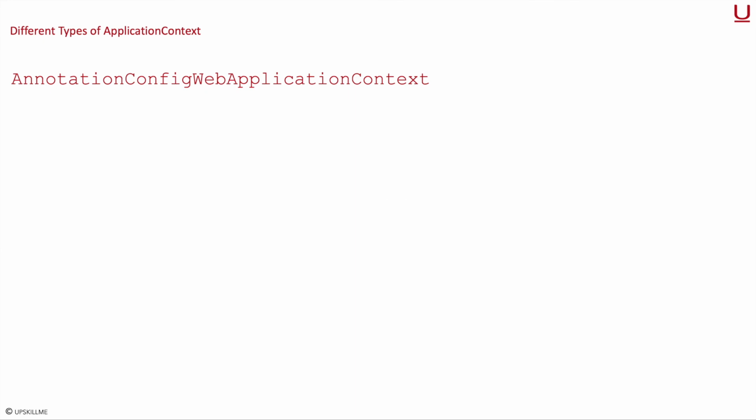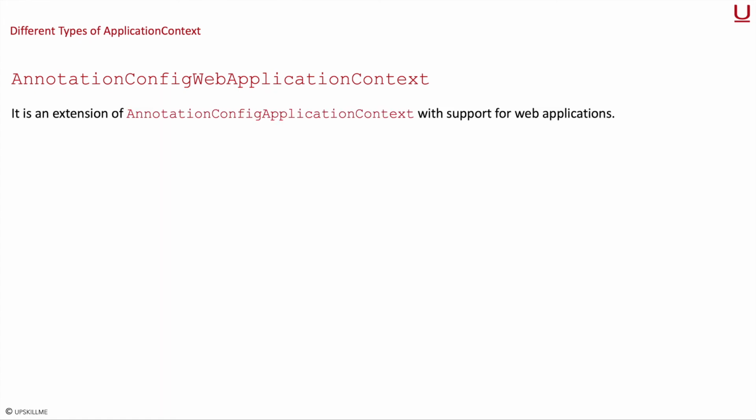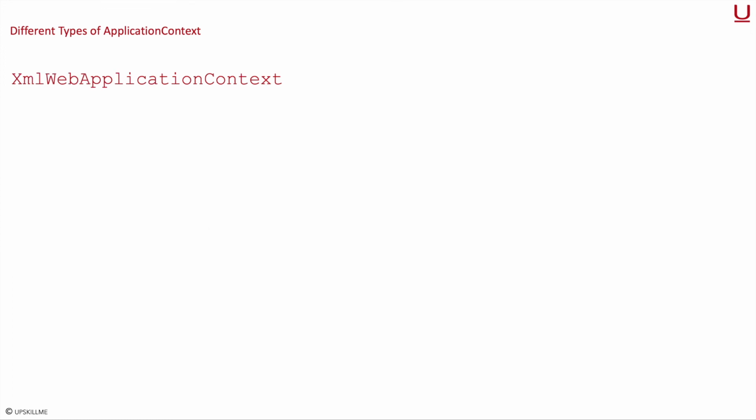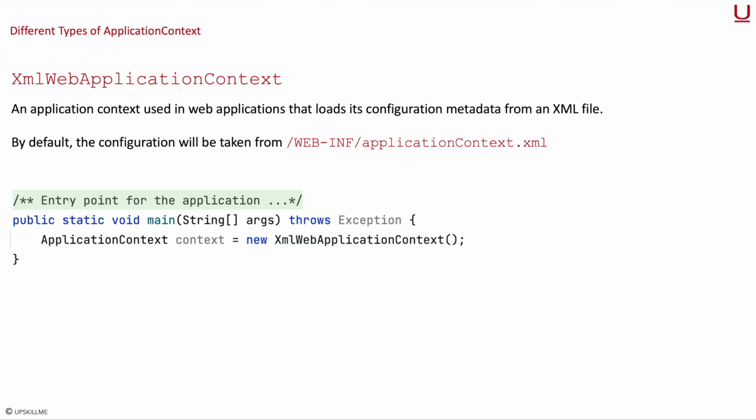Next, we have annotation config web application context. It is an extension of annotation config application context with support for web applications. At the end, we have XML web application context. An application context used in web applications that loads its configuration metadata from an XML file. By default, the configuration will be taken from WEB-INF/applicationContext.xml.